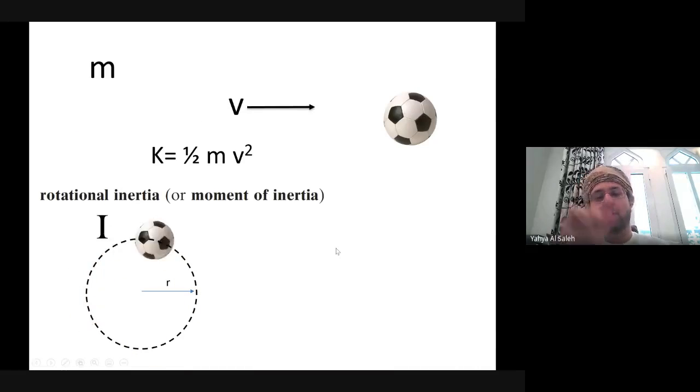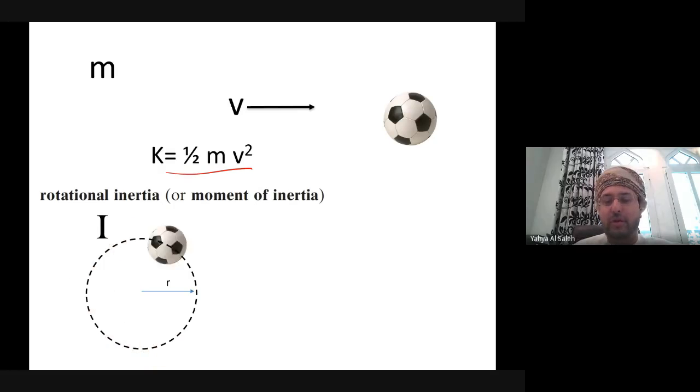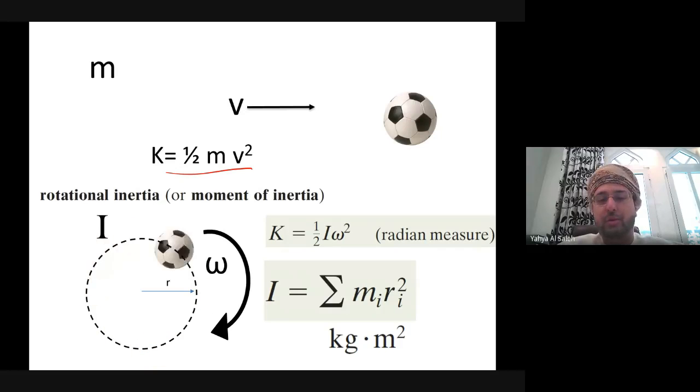So if it's rotating and translating at the same time, it will have two kinetic energies. One would be the translational one, half mv squared. The other one would be the rotational one, half I omega squared. So its total kinetic energy is going to be the sum of the two of them. And we'll come back to that later.